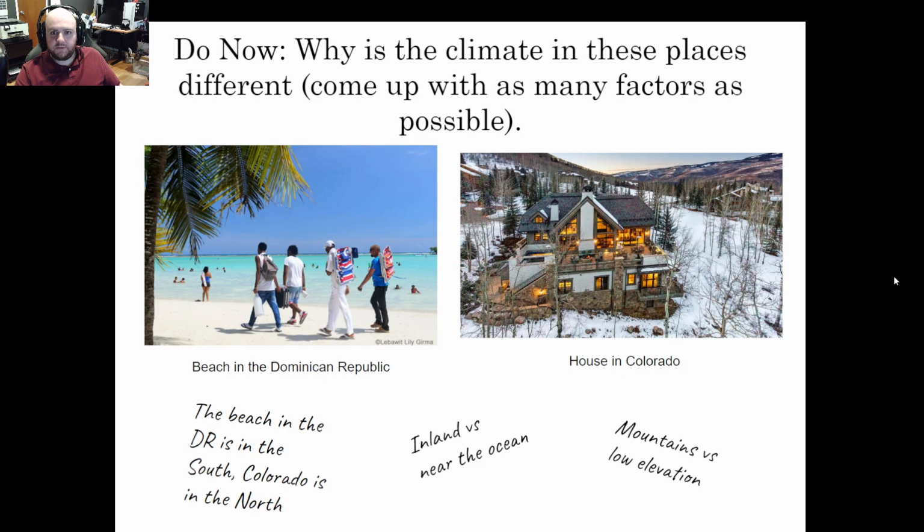So let's do that. Hopefully you wrote something down similar to this. The beach in the DR is in the south. It's close to the equator. Colorado's in the north, so there's going to be a temperature difference. One is near the ocean, one is inside the land. Mountains versus sea level, elevation changes. Those are all correct answers, and there are many more as well.